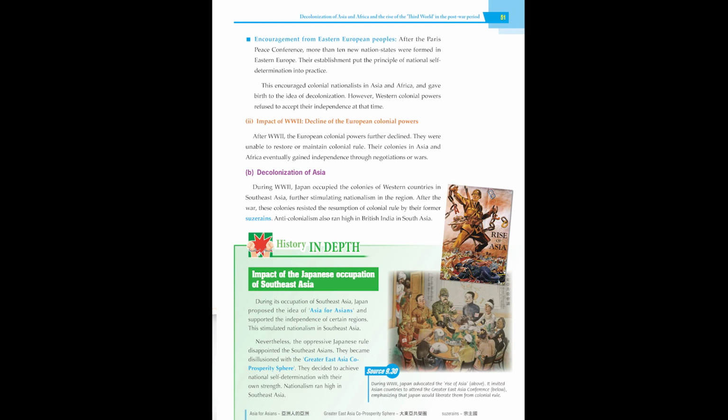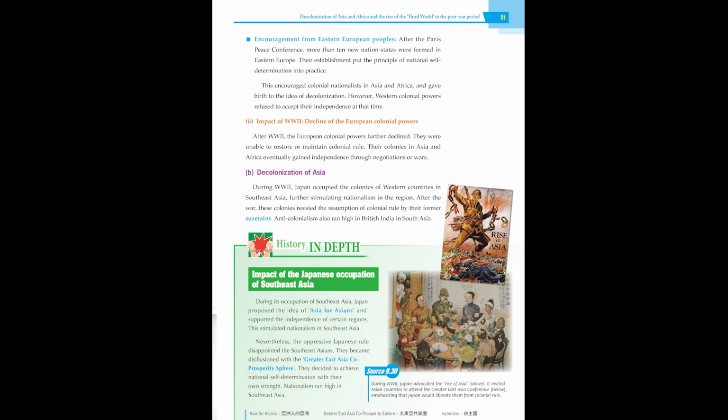B. Decolonization of Asia. During the Second World War, Japan occupied the colonies of Western countries in Southeast Asia, further stimulating nationalism in the region. After the war, these colonies resisted the resumption of colonial rule by their former suzerains. Anti-colonialism also ran high in British India and South Asia.